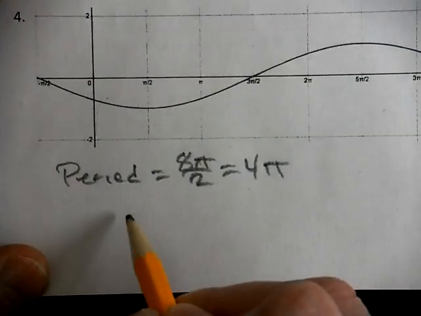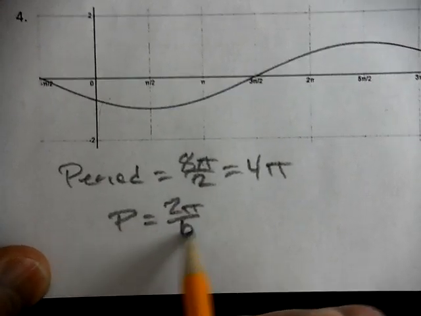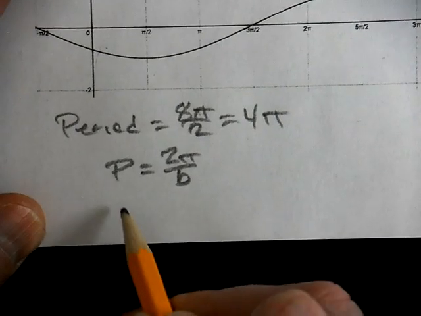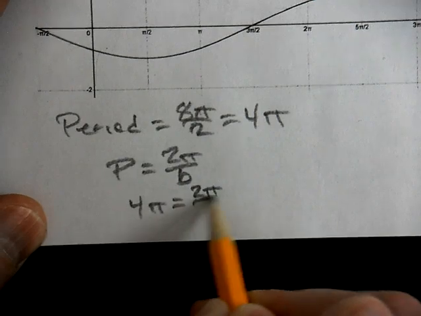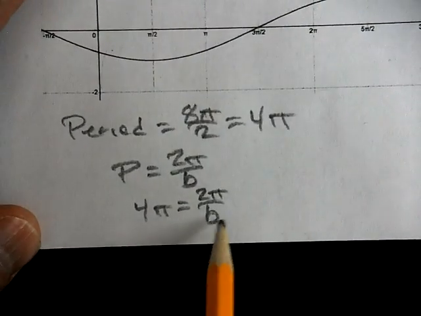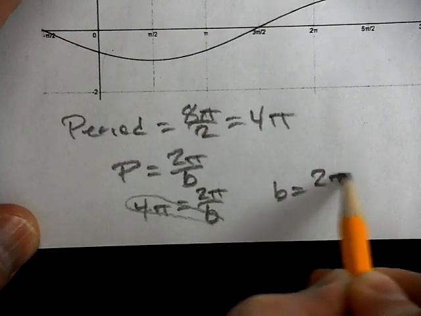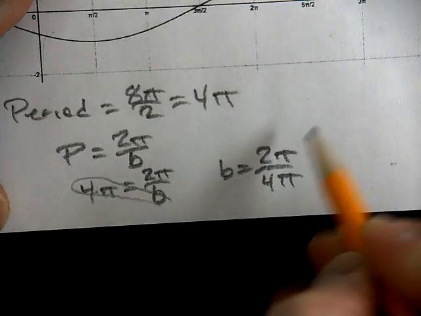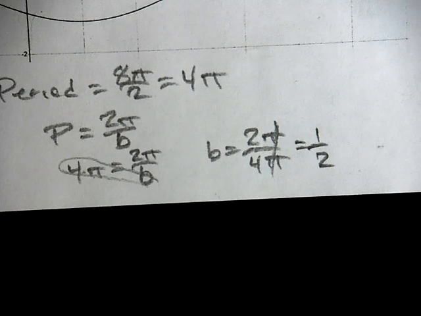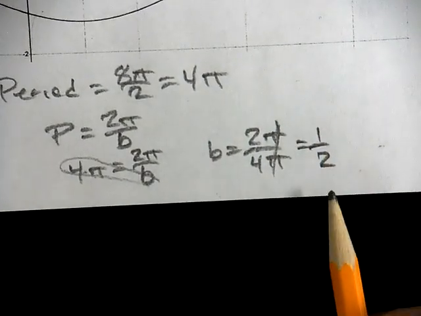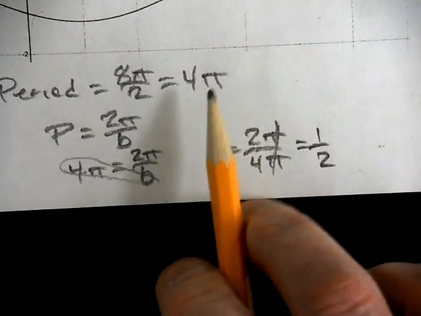So if we wanted to know our b value, period equals 2 pi divided by b. The period is 4 pi. So I'm going to multiply up and divide down. So b is going to be 2 pi over 4 pi. And that's going to be 1/2, which makes sense, because the half stretches it out, and it's stretching it out twice as much. That's what makes 2 pi become 4 pi.